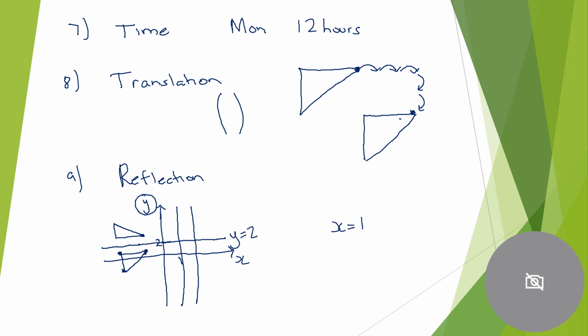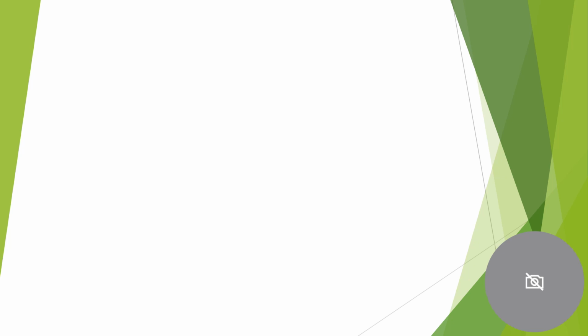Topic 10. You've got to be able to do something like this. You need to know how to calculate a fraction of an amount. So you need to be able to divide by the bottom and times by the top. So 42, do that bit first. 42 divided by 7 is 6. 6 times 2 is 12.